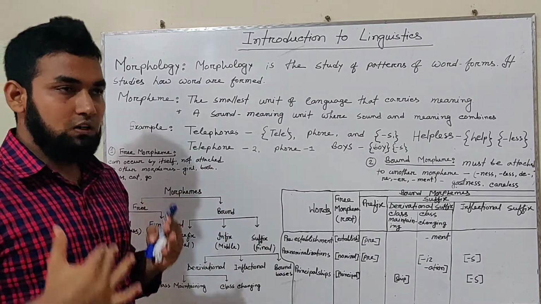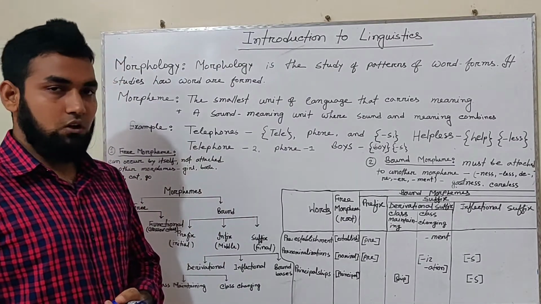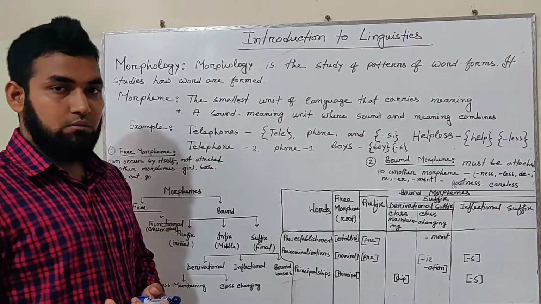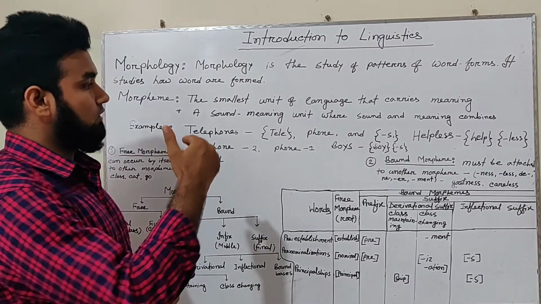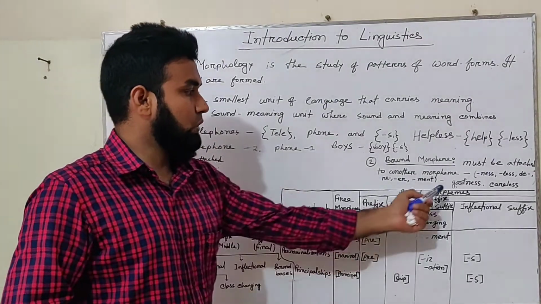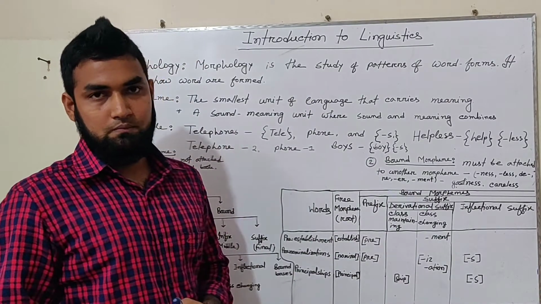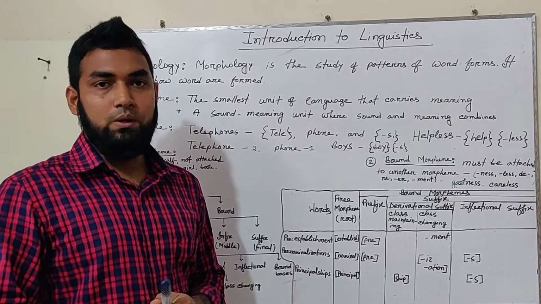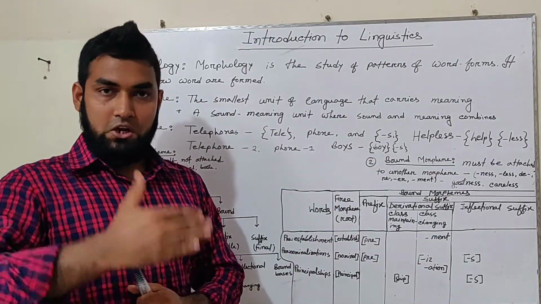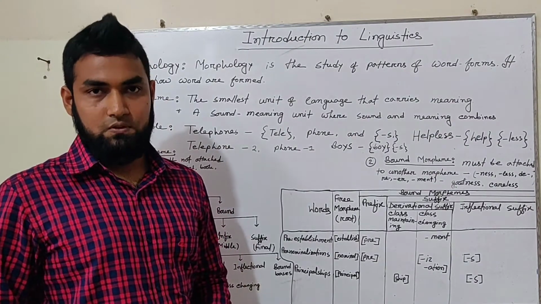Okay. Now, bound morpheme means the morphemes which must be attached to another morpheme. So the morphemes which are attached to other morphemes are called bound morphemes. Okay. So for example, goodness. Good is an adjective, then ness. Goodness. Here we can find two morphemes. Careless, careless. So here also we can find two morphemes.